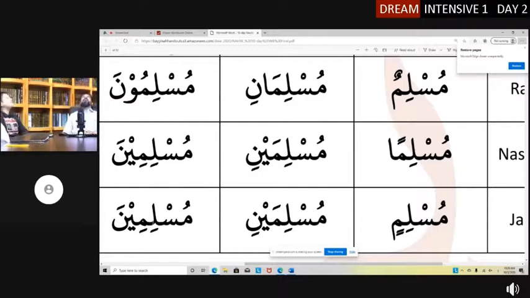Now look up and do it. Muslimun, Musliman, Muslimin. Muslimani, Muslimaini, Muslimaini. Muslimuna, Muslimina, Muslimina. One more. Muslimun, Musliman, Muslimin. Muslimani, Muslimaini, Muslimaini. Muslimuna, Muslimina, Muslimina.